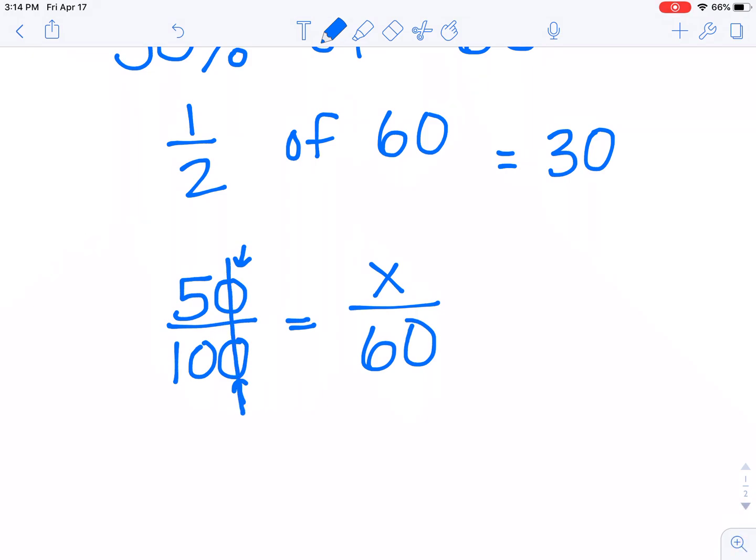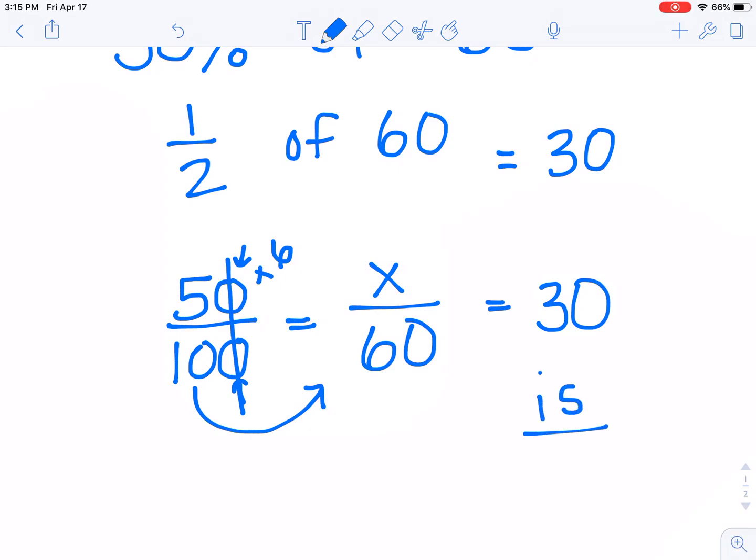And now I'm left with 5 over 10. Now, how many times can 10 go into 60? 10 goes into 60 6 times, right? So then we could do 5 times 6, and that would give us 30. So is over of also works with percents. But you would have to cross off the zeros to make your life easier. So is over of, once again, is going to be a big part of our lives in unit 9, okay?